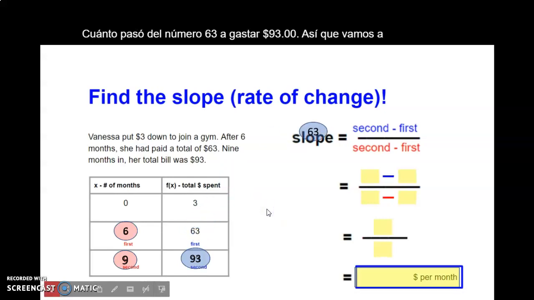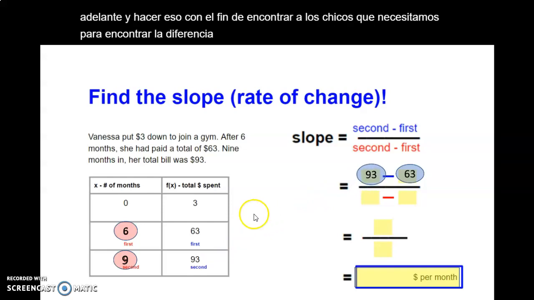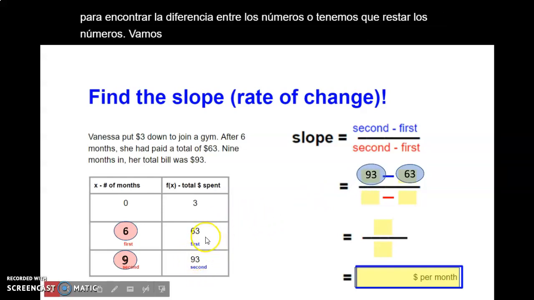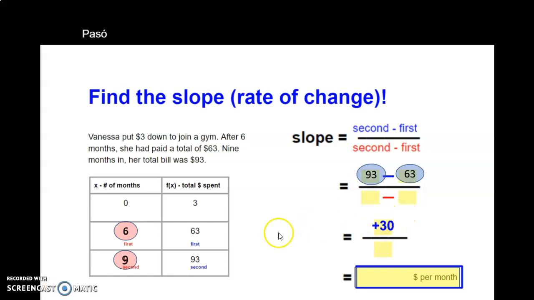In order to find that, guys, we need to find the difference between the numbers, or we have to subtract the numbers. We're going to subtract the second number in the table from the first number, or the 93 and the 63, and get 30. So over the course of these months, she spent a total of $30.